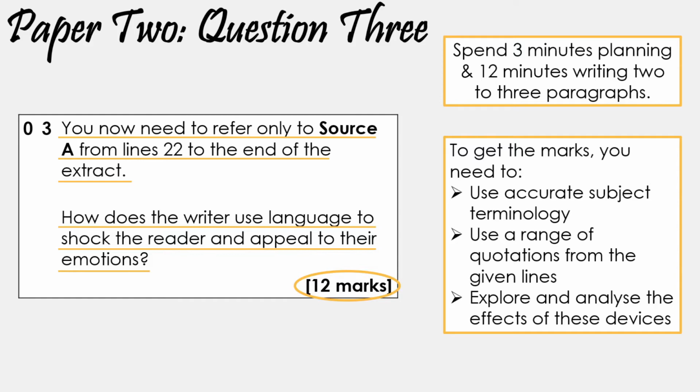You need to use a range of quotations from the given lines. Go with a minimum of 2 quotations per paragraph. And then you need to explore and analyse the effect of the device that you're highlighting. So this could be looking at the connotations of a certain word or phrase, or just exploring what effect that particular technique has on the reader. How does it affect your understanding of the text? Try to get as much detail as you can out of each quotation before moving on. And above all, make it clear.